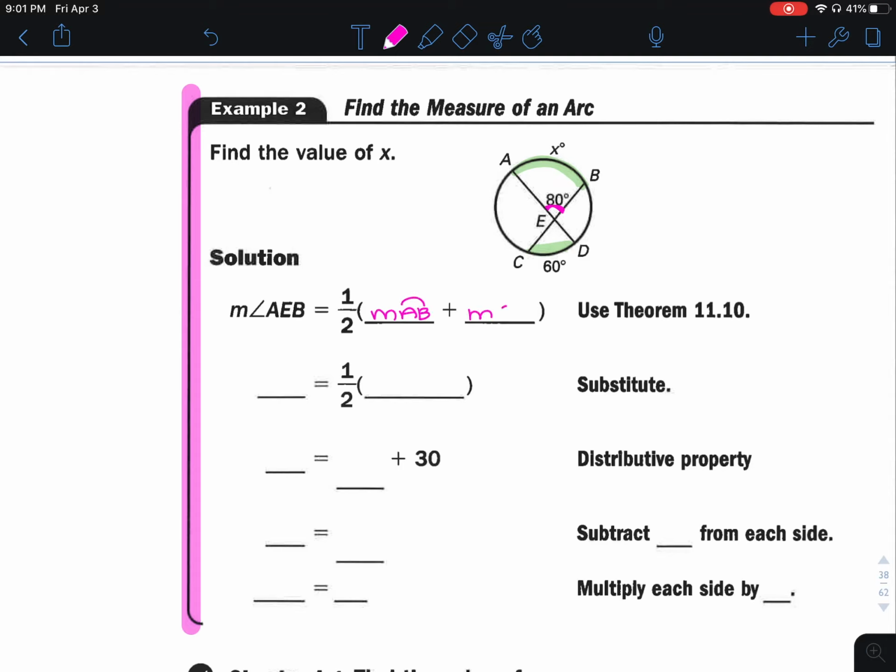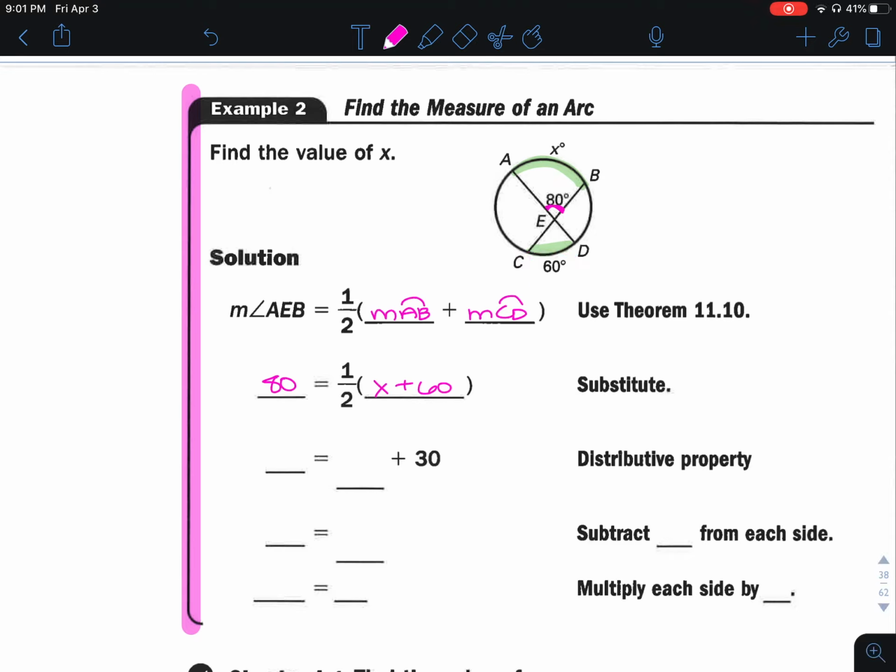plus the measure of CD. Again, my arcs have that little arc on top. Let's substitute what we know. So AEB is 80 degrees, equals 1/2 the measure of AB is X, plus the measure of CD. CD is 60. Again, I can look right back at my picture, X and 60.